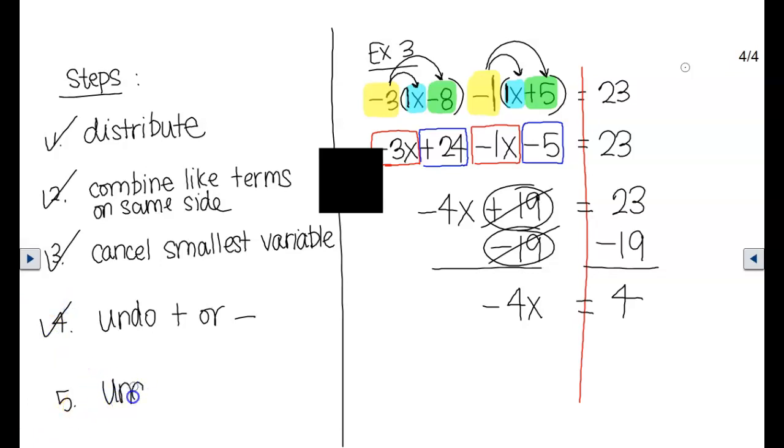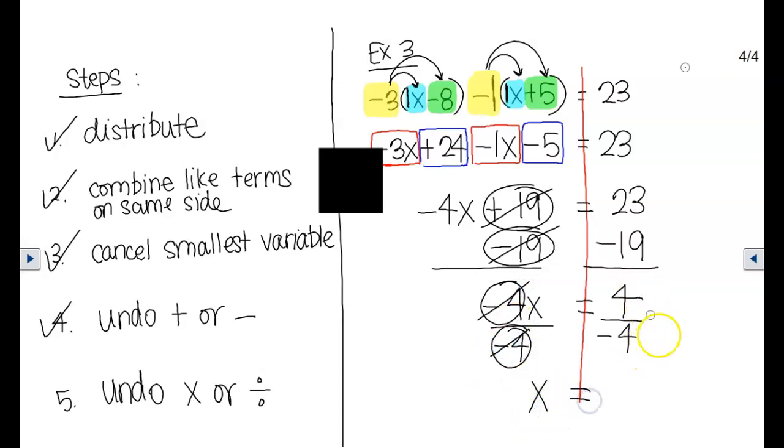And then I'll finish this thing off by undoing multiplying or dividing. When I see negative 4x, I know that means negative 4 times x. So this x is being multiplied by negative 4. The opposite of multiplying by negative 4 is to divide by negative 4, which I will do on both sides. So my multiplying by negative 4 and my dividing by negative 4 cancel each other out. So I get x equals 4 divided by negative 4 is a negative 1. So x is equal to a negative 1.